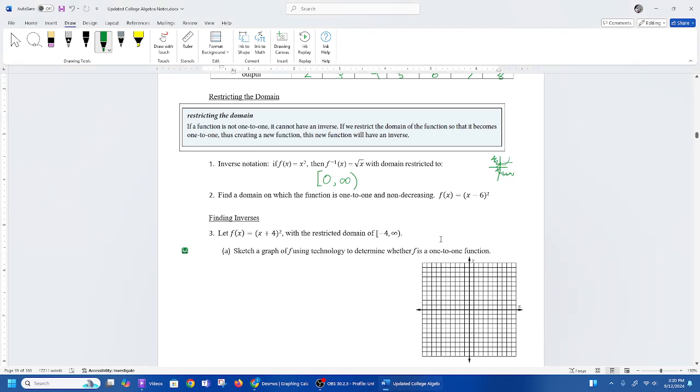So that's how we find our domain. Looking at the vertex, they want it when it's only increasing. So this guy is going to go from 6 to infinity. Soft bracket.